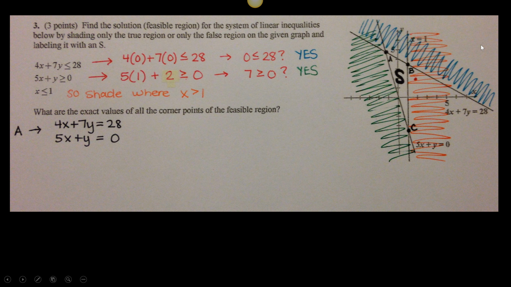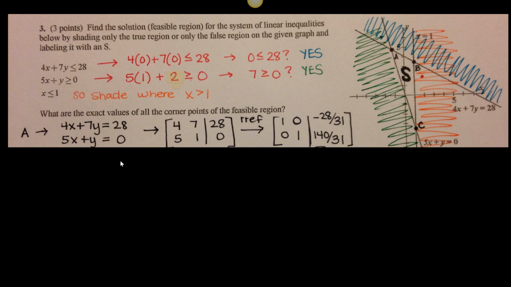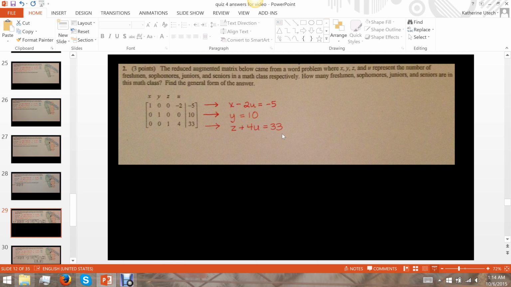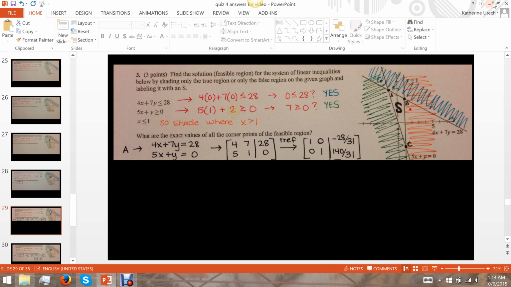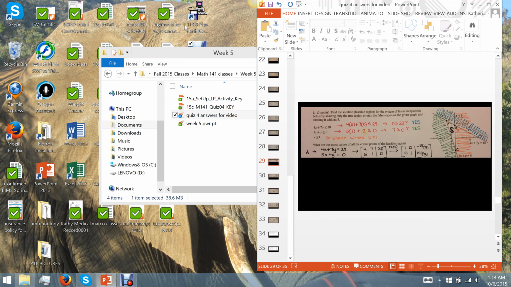So now what you want to do is solve for the exact values of our corner points. So I'm going to start with A, which I already told you was 4x plus 7y equals 28, where that line is intersecting with 5x plus y equals 0. And the easiest way to do this is to put it into a matrix and solve using RREF. So that is what I'm going to do. This is the matrix that we put it into, and when you do RREF, this is the matrix you'll get out. So I have a feeling that some of you might have forgotten how to do this.